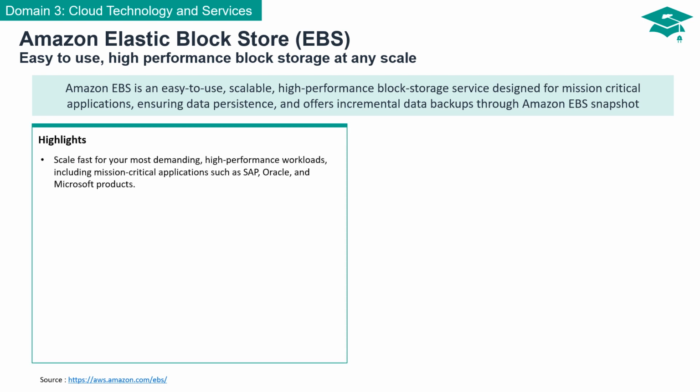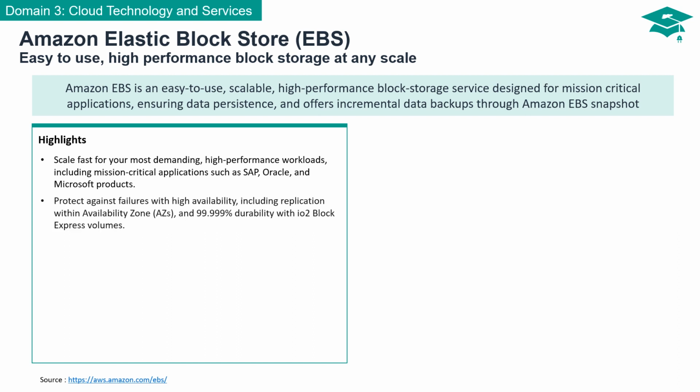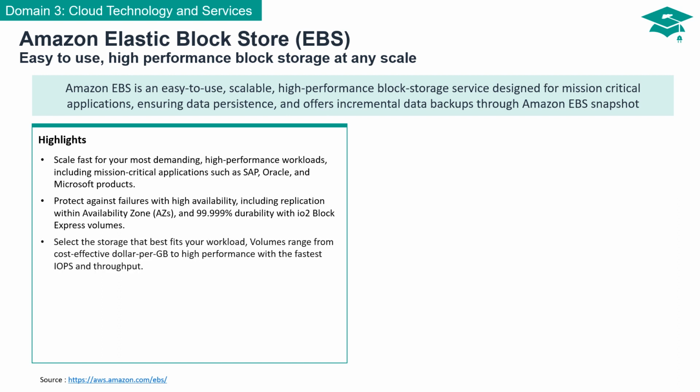EBS scales rapidly for your mission-critical applications like SAP, Oracle, and Microsoft products. Amazon EBS is your partner for high-performance demands. EBS protects against failures with high availability, including replication within availability zones, and achieve 99.999% durability with IO2 Block Express volumes.